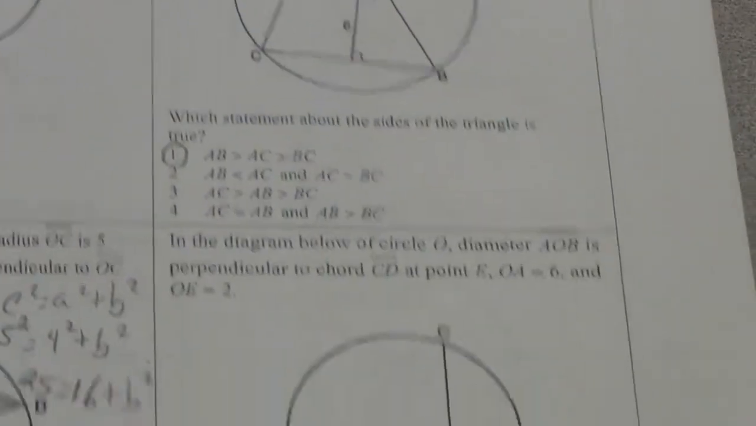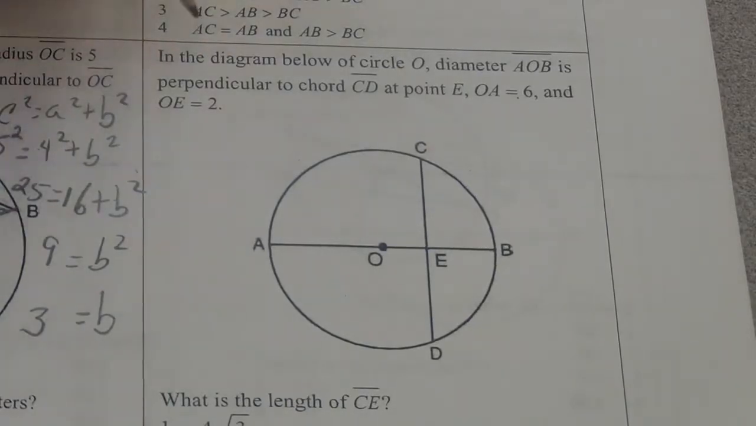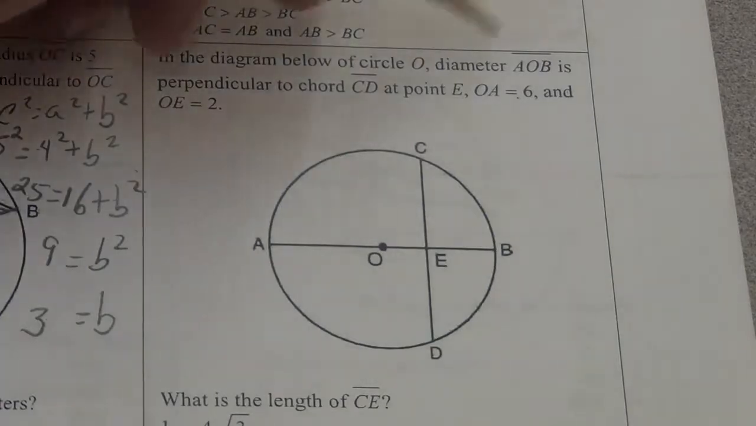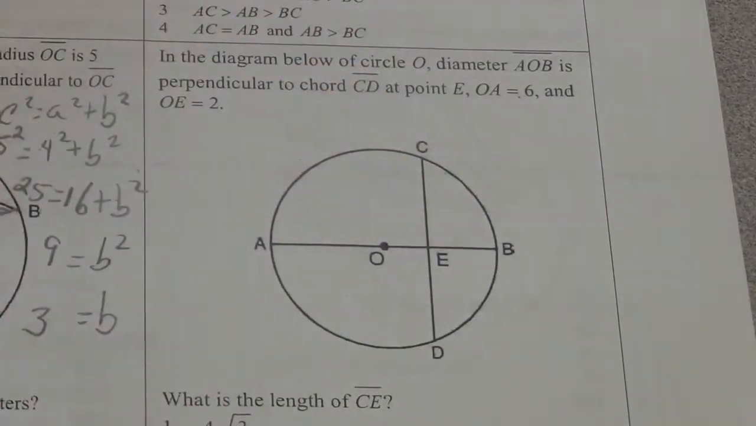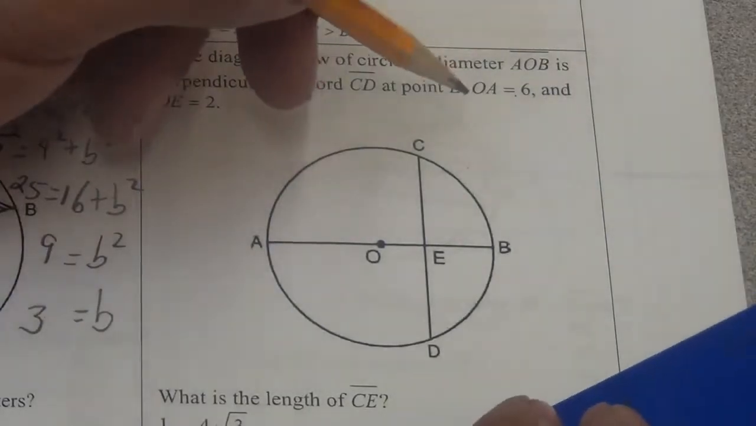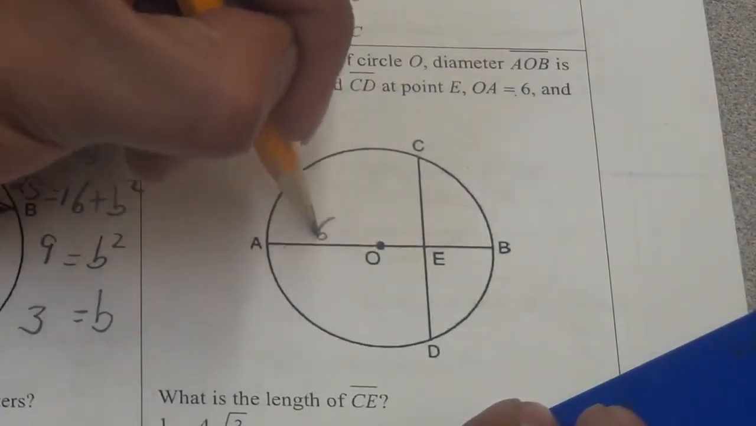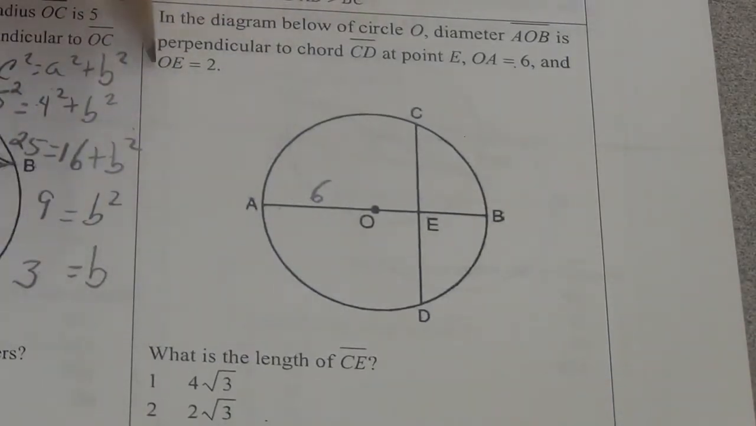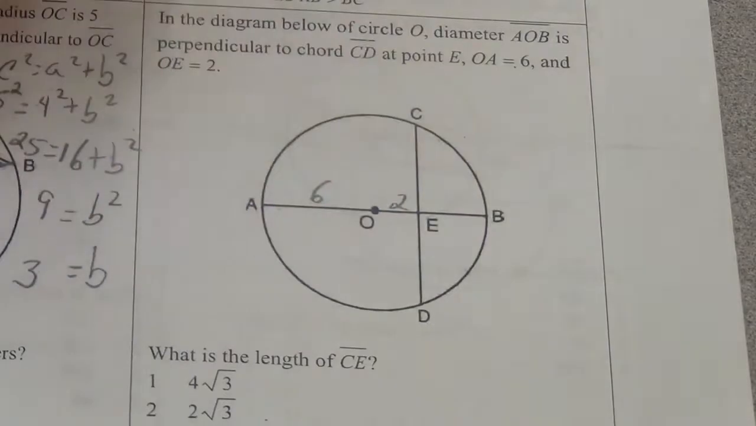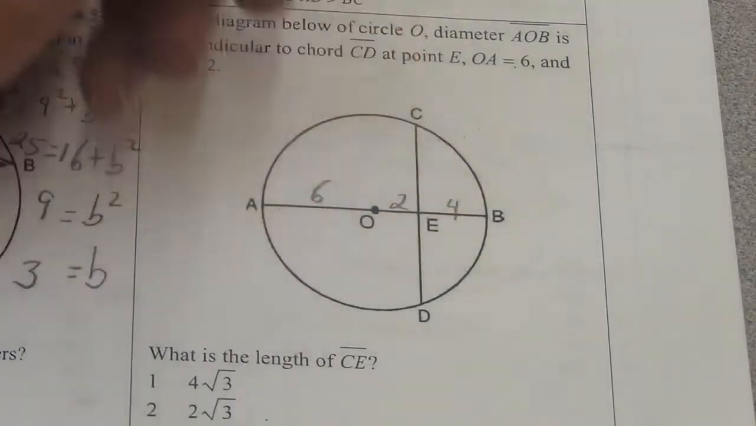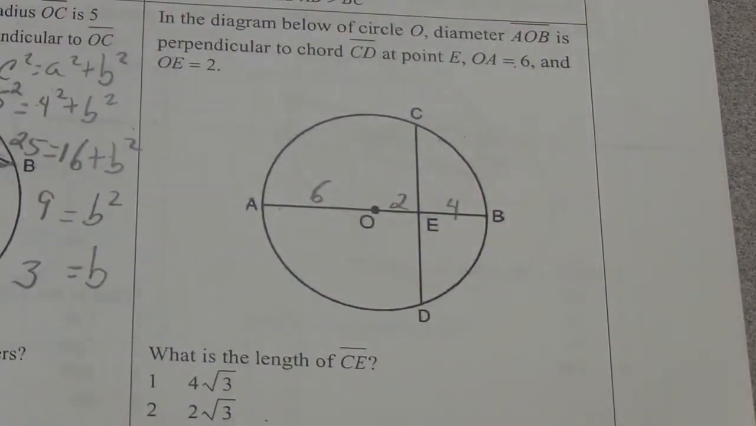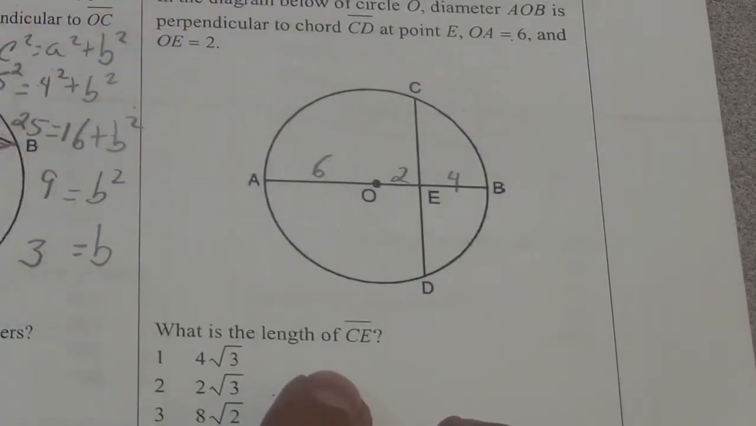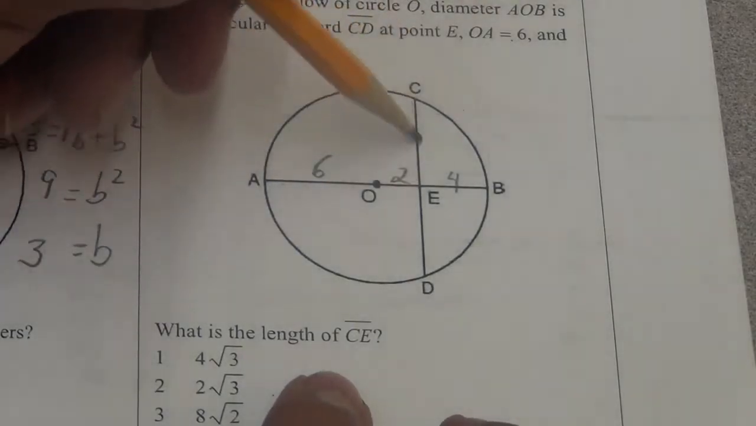Nice. Let's try this one. In the diagram below of circle O, diameter AOB is perpendicular to chord. Again with the perpendicular. That means that it's going to bisect the chord. Okay. OA is 6. So right here is 6. What else? OE is 2. So that means that this is 4. I'm not sure if I need that piece of information, but that's what it says. What is the length of CE? They want to know what the length of CE is.